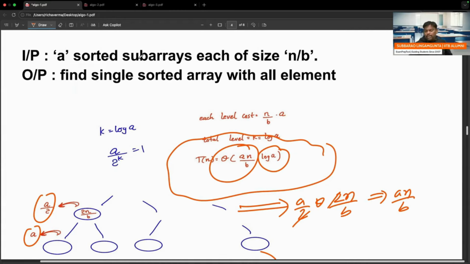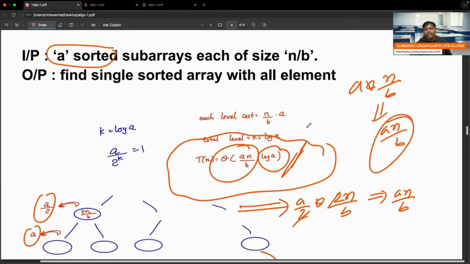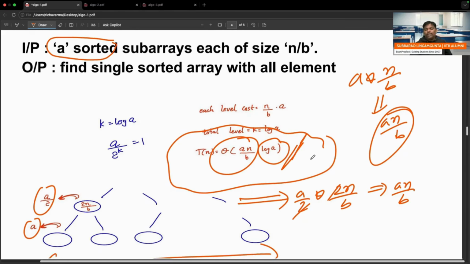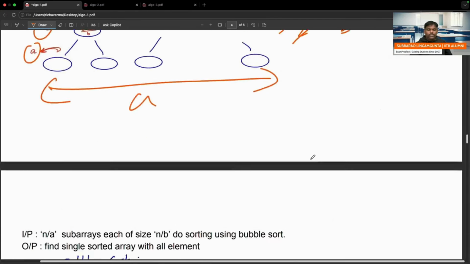A sorted subarrays, each of size n by b. Remember, you are dividing by 2 by 2, so log A levels will come. Next one. Total how many? A sorted subarrays, each of size n by b, which goes to A_n by b. So every level is A_n by b, because total elements are coming from one level to the next level. I think the number of levels is log A, so A_n by b into log A. That is the time complexity.